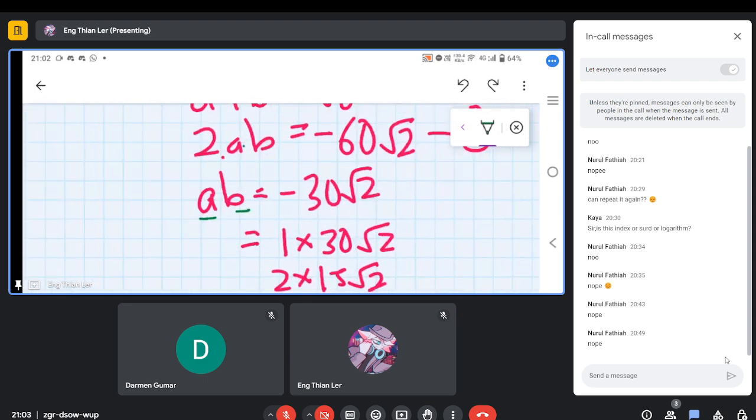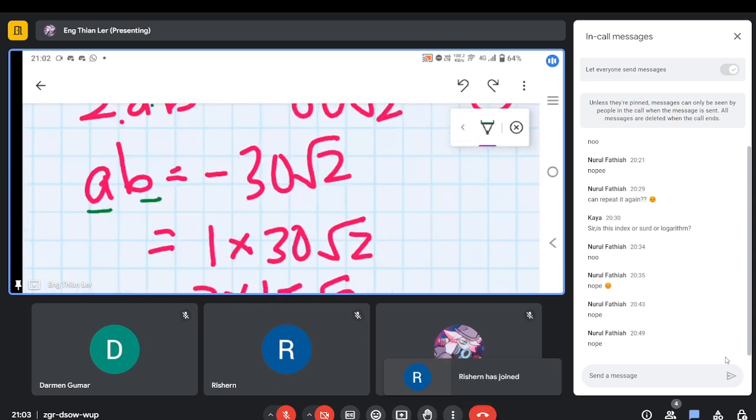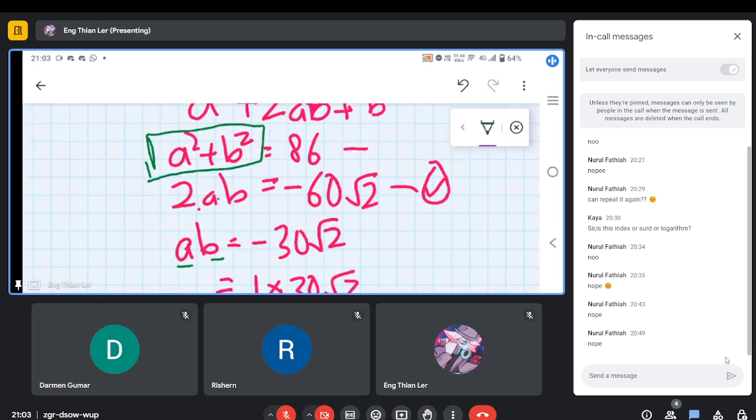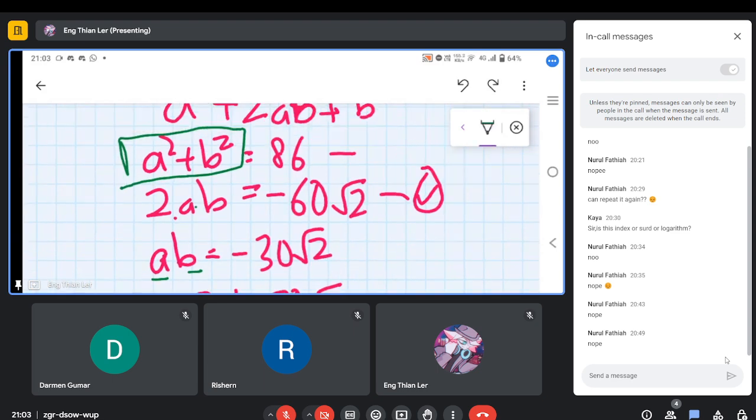So now we need to find AB. So how do we find AB? We need to verify it with this. So how do we verify? Just very easy lah. You just square that number and then see if it's over 36 or 86 or not. So let's do that for each of them.